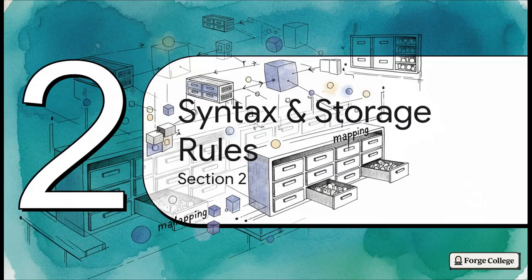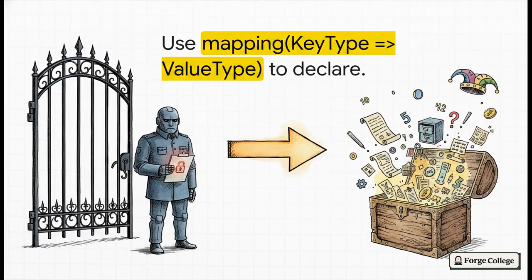Moving right along to section 2, syntax and storage rules. So now that we've got our infinite, unlabeled cabinet in our heads, let's look at how we actually build it. The fundamental declaration syntax is super straightforward. It's simply the word mapping followed by parentheses. Inside those, you have a key type, an arrow, and then a value type. Now, the value type on the right side of that arrow is basically a wildcard. It can be just about anything: an integer, a string, a struct, or even another mapping.